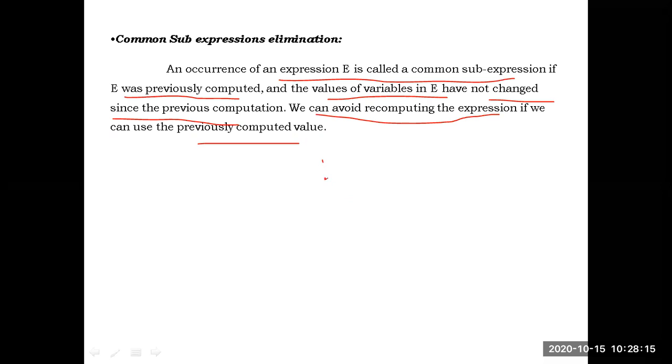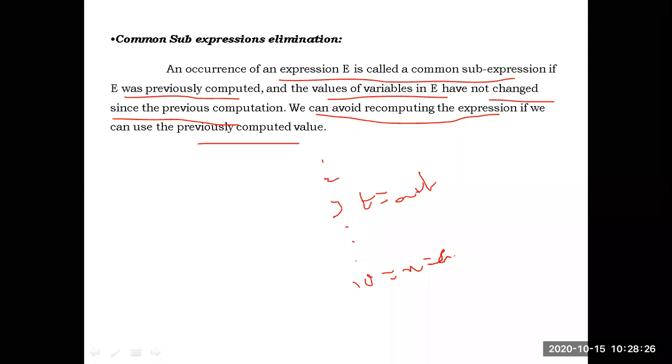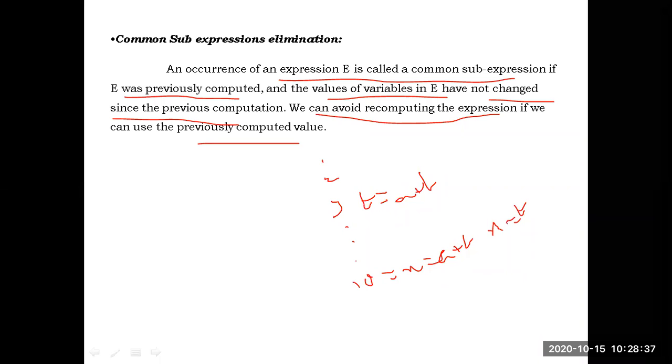That means when we write at line 3, we have calculated t is equal to a plus b. After some time at line 10, normally we have x is equal to a plus b. Instead of calculating a plus b two times, we can write x is equal to t. We are copying the value of t to x instead of calculating a plus b again. That is, we can avoid recomputing the expression if we can use the previously computed value.